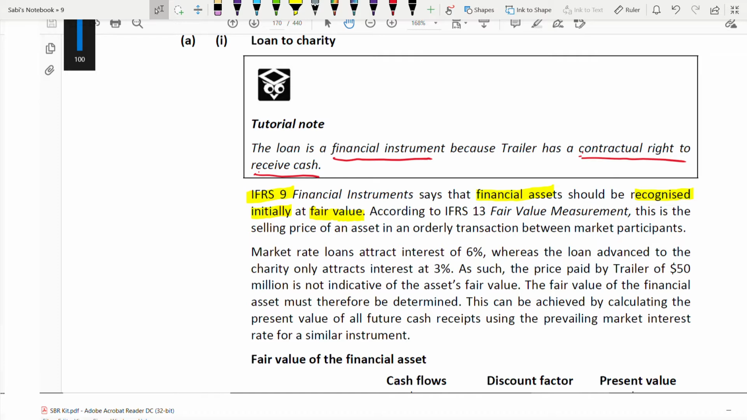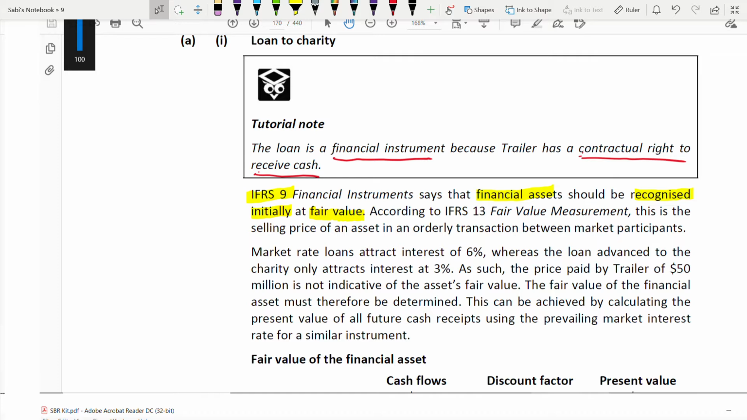How do you recognize at fair value? Under IFRS 9, when you go through it, it says that financial assets should be recognized at fair value. The standard says, not me or you. It's not from your own opinion. Never give answers from your own opinion, like it should be measured at cost. No.